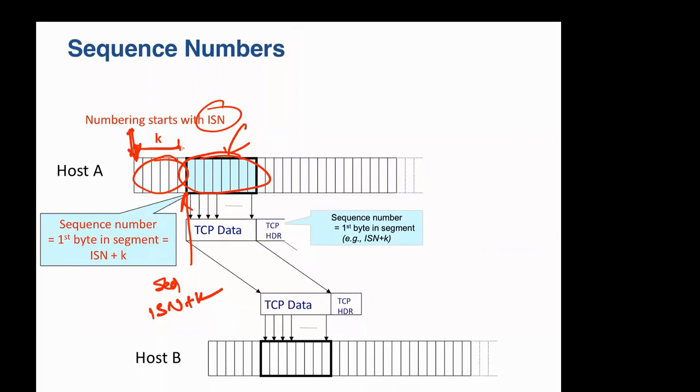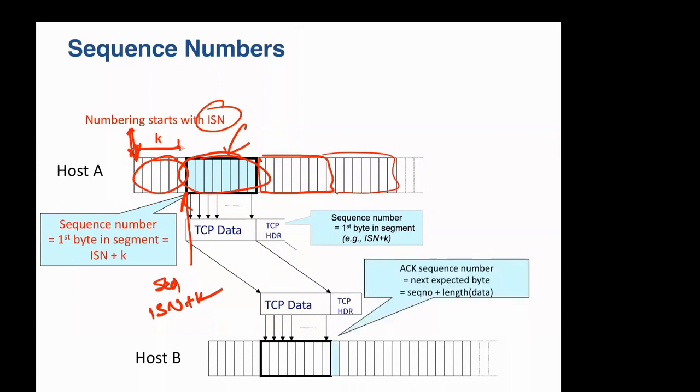Now the ISN is for a session. It may consist of sending multiple such segments, right? For every session, whenever you start a TCP session, a random ISN is chosen. All right, any question?